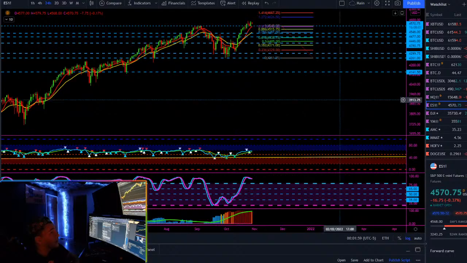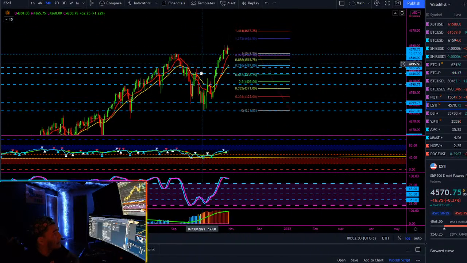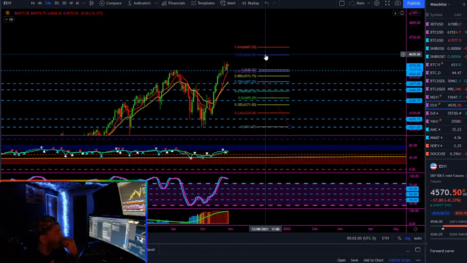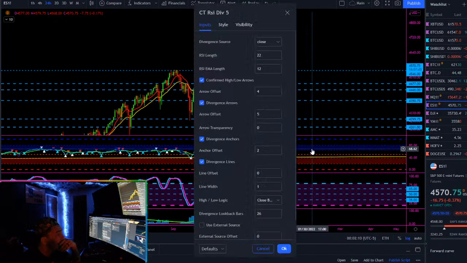What is SPY futures up to? New all-time highs confirmed again yesterday on a candle body closing basis. Target hasn't been met to the 1.272. We've actually just printed a low. Holy shit, we printed a low. Yeah, we printed a low right here.